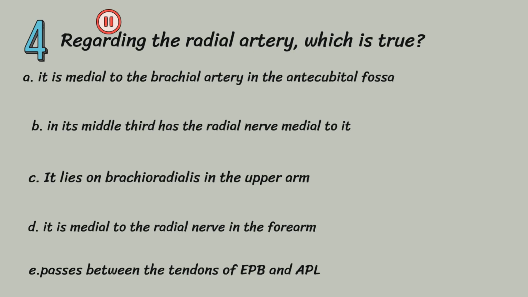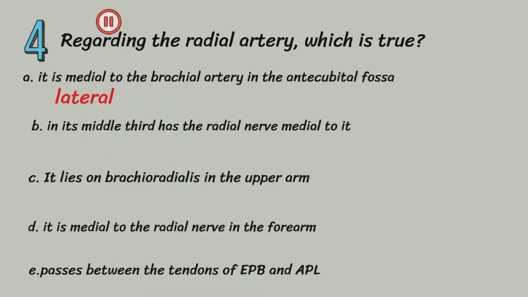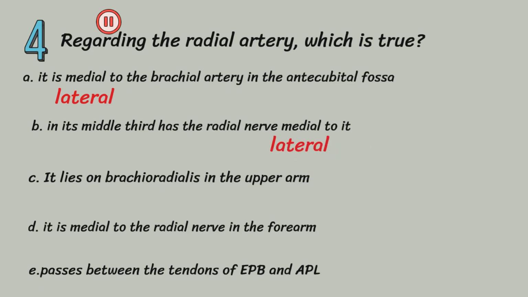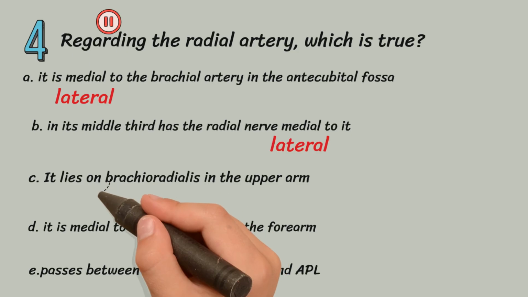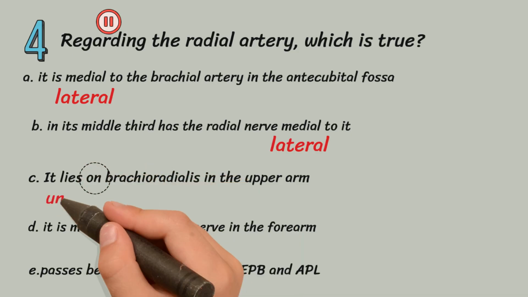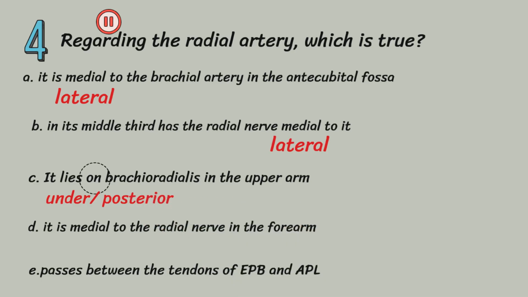Now, you can see that it is lateral to the brachial artery, it's not on the medial part, and the radial nerve is lateral to this artery. And when you see on brachioradialis, it means it is anterior, but it is posterior or under the brachioradialis. And also, it is posterior to these tendons, both of them.